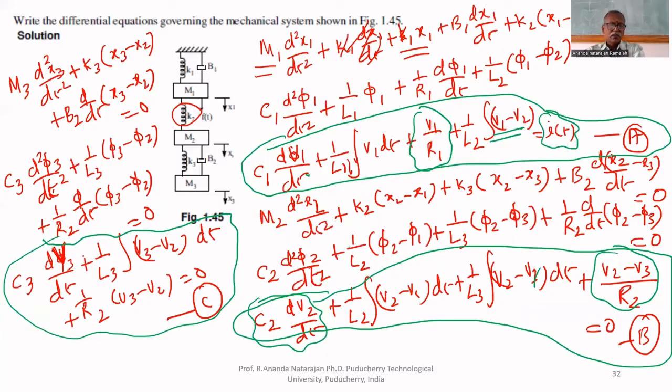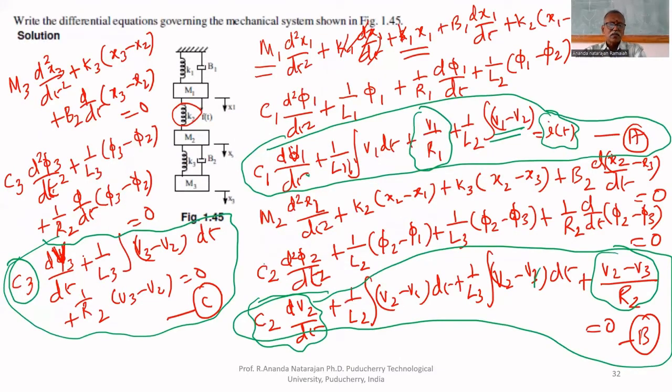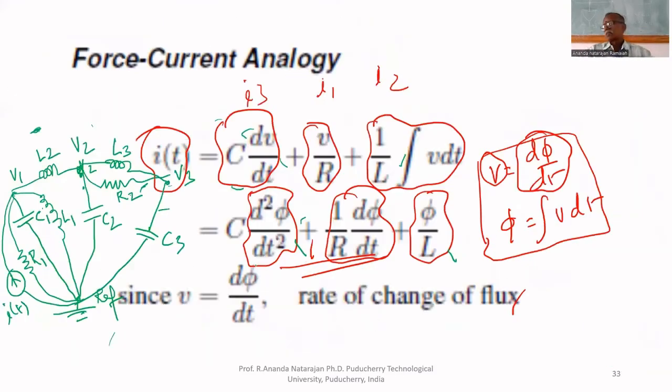Third node: C3 is between V3 and the reference. Therefore, we have to draw one more capacitor between V3 and the reference. That is C3. Then come to that equation: L3 already drawn, R2 already drawn. That's all. This is the circuit, but it looks ugly. That's why we have to draw it again. We'll draw it here.